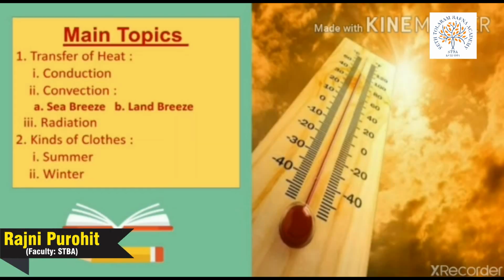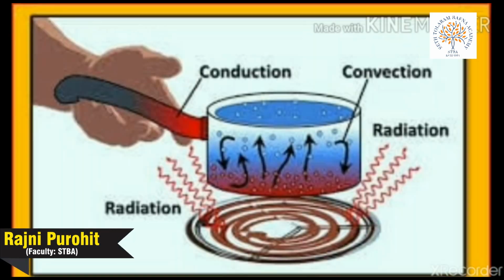Under convection, we are going to study two main topics, sea breeze and land breeze, and how they occur due to convection currents. And lastly, we will be discussing different types of clothes which we wear in summer and winter and how they absorb and emit light and heat. So this is all we will be discussing today.